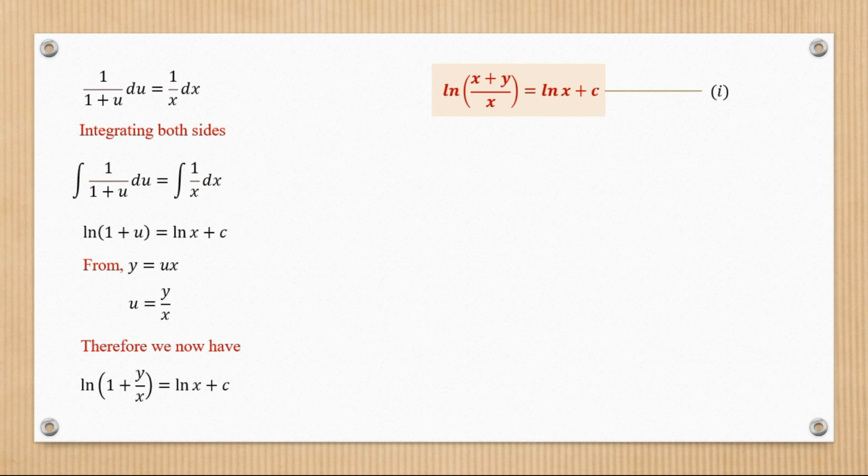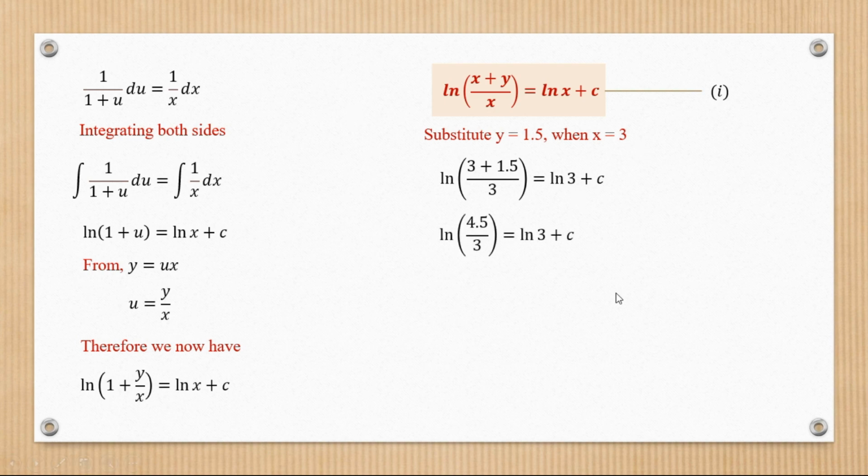So what that means is inside this equation here, where there is x, we're going to place a 3. So we're just going to substitute y is equal to 1.5 when x is 3. So this is what I'll end up having. Now right here, the left hand side, 3 plus 1.5 is 4.5. So I have 4.5 over 3, which is equal to ln 3 plus c.